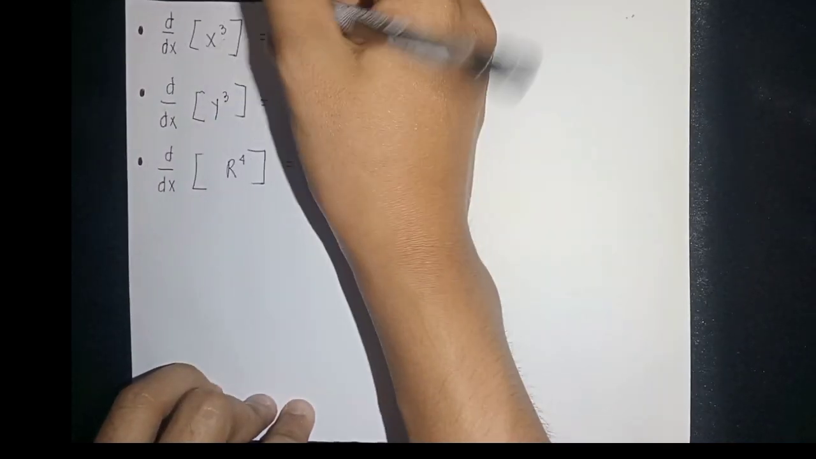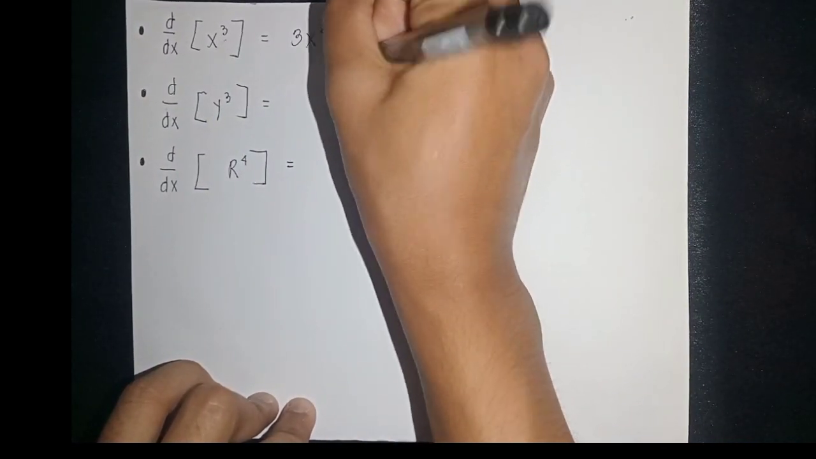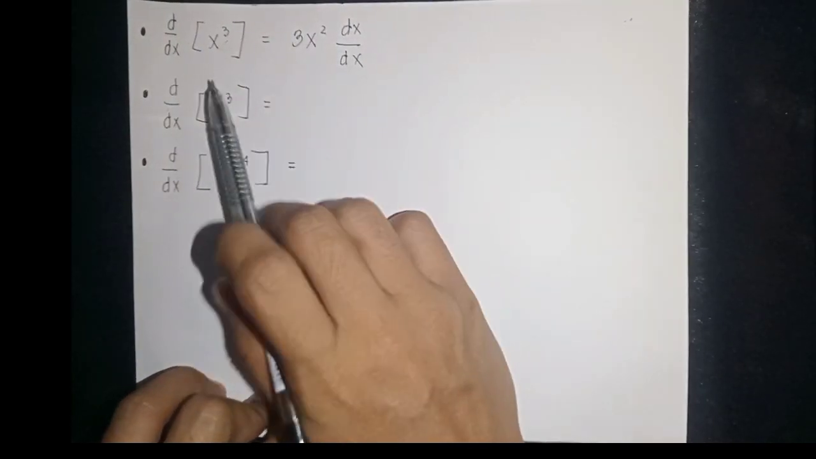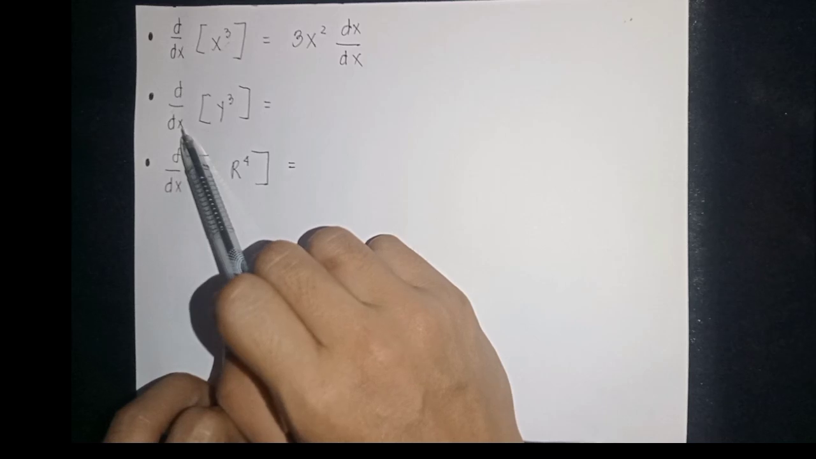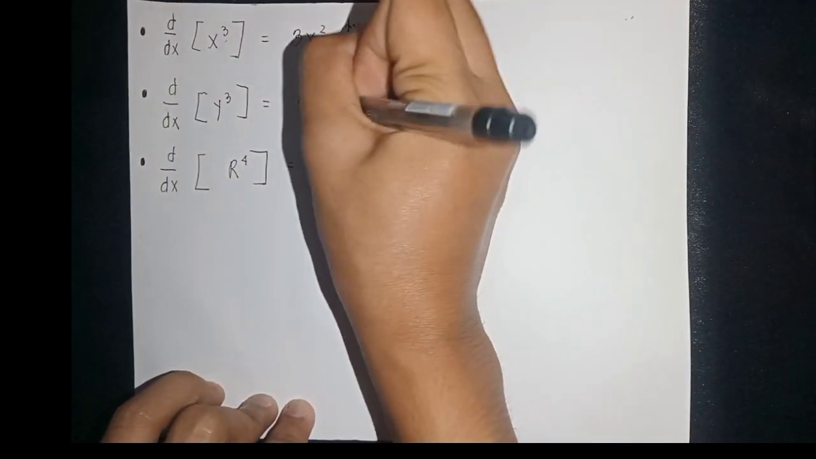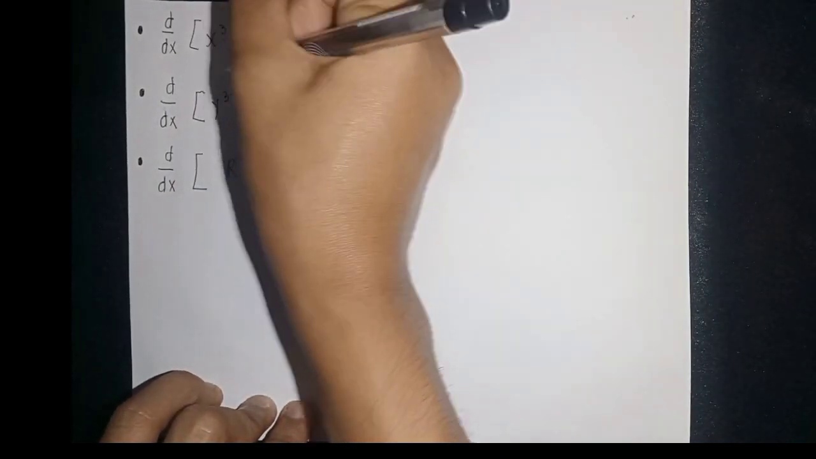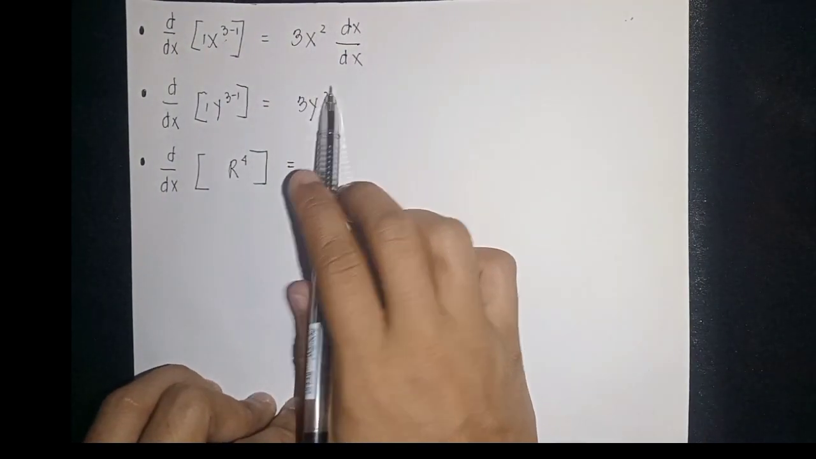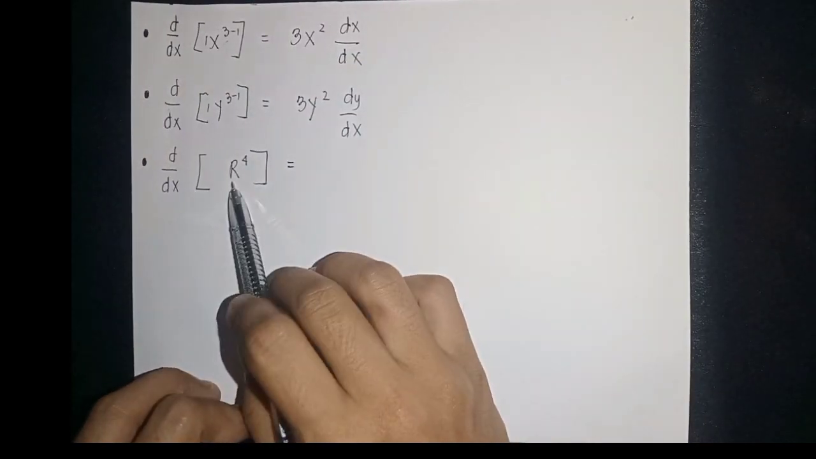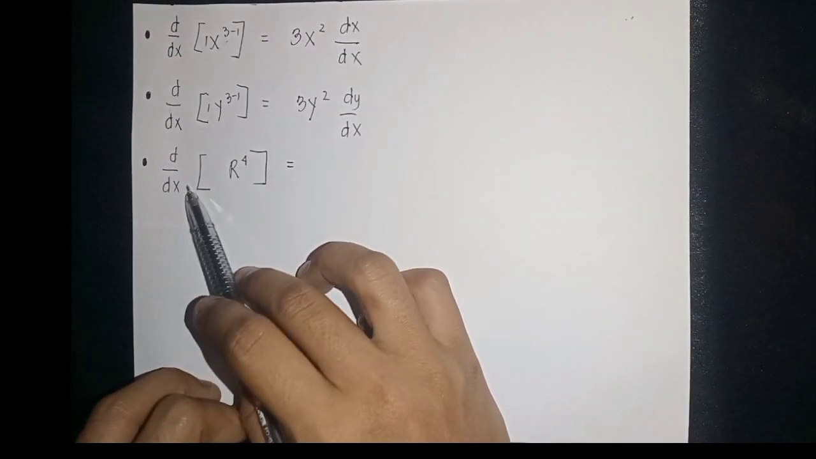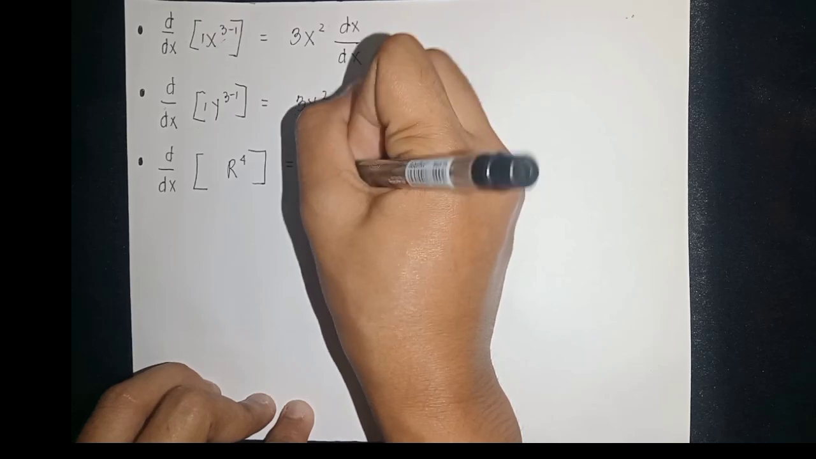So let's start to differentiate the first example, which is the derivative of x cubed with respect to x. Differentiating this, we get 3x squared times the derivative of x with respect to x. The second one is the derivative of y cubed with respect to x. While differentiating this, we will have the answer 3y squared, because 1 times 3 is 3 and 3 minus 1 is 2. So the answer is that.